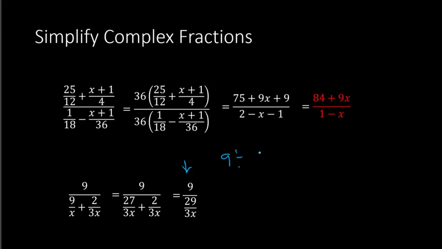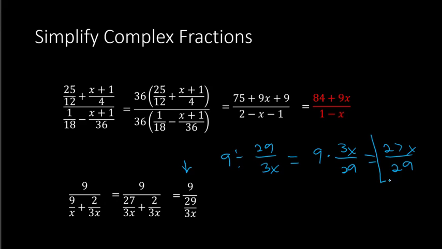So if you want to think of it like this, 9 divided by 29 over 3x, that is the same thing as 9 times 3x over 29. So nothing cancels. You can just multiply across. 9 times 3x is 27x, and then we have 29 on the bottom. So your final answer is 27x over 29. So you can use either method.